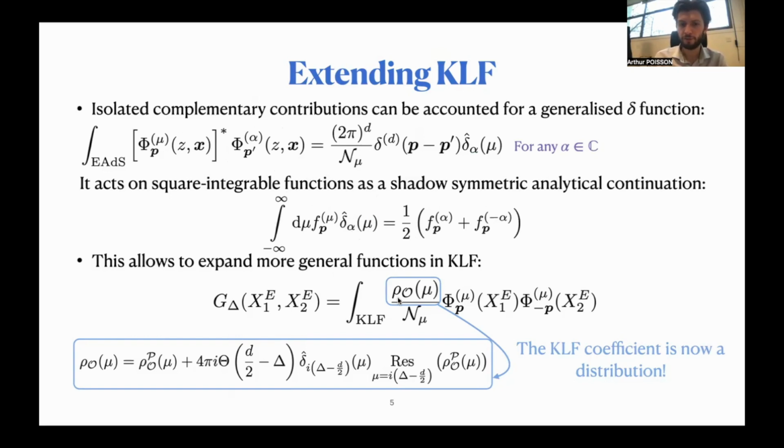And then using this, one can expand any function, even if it's not square integrable, along KLF modes only. The price to pay is that the KLF coefficient here is promoted to a distribution. So it is in general the sum of a smooth function, which is the principal series contribution, and a distribution, which is encoded by this delta hat here. And so the KLF version of the correlators will in general be distributions.